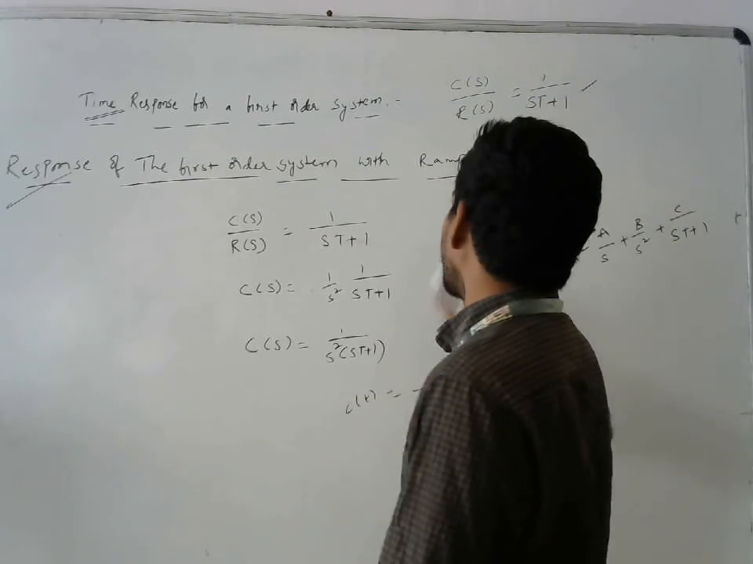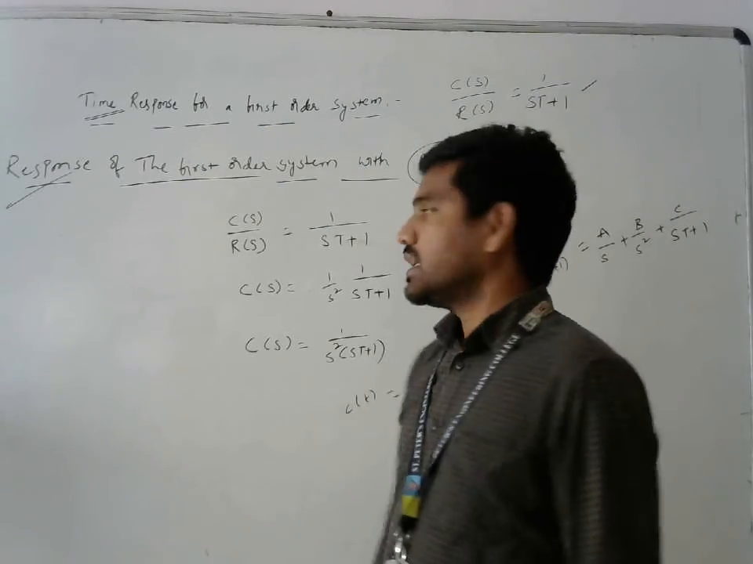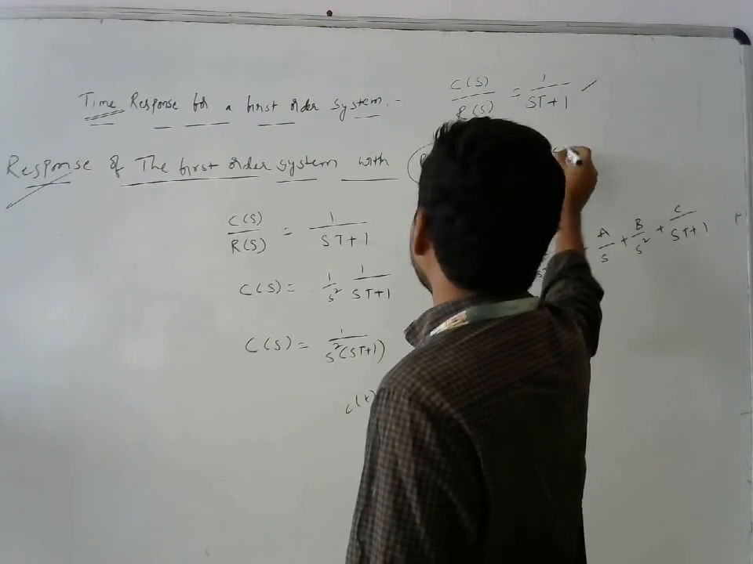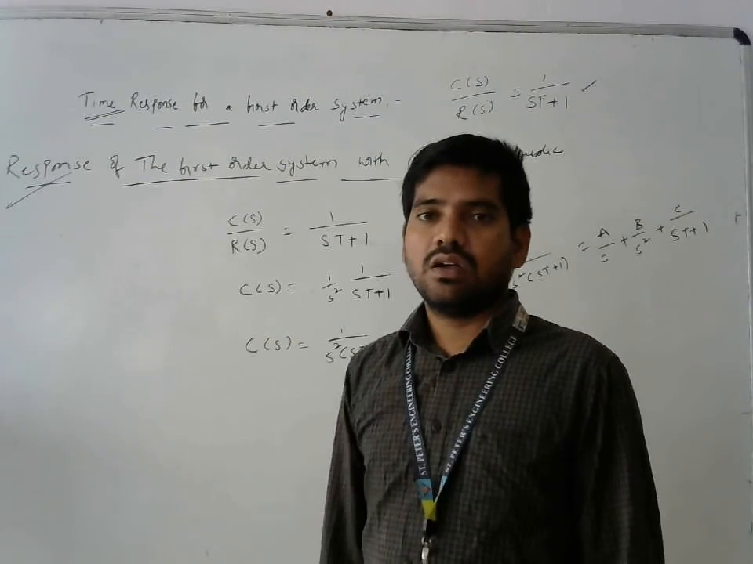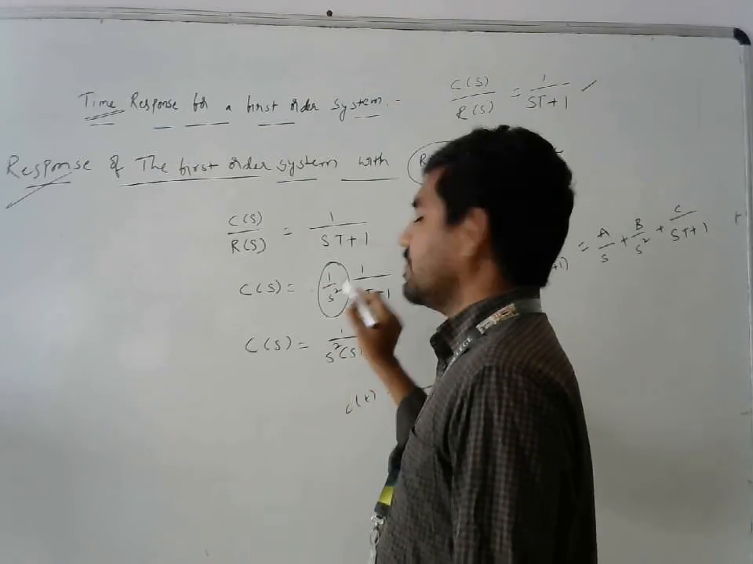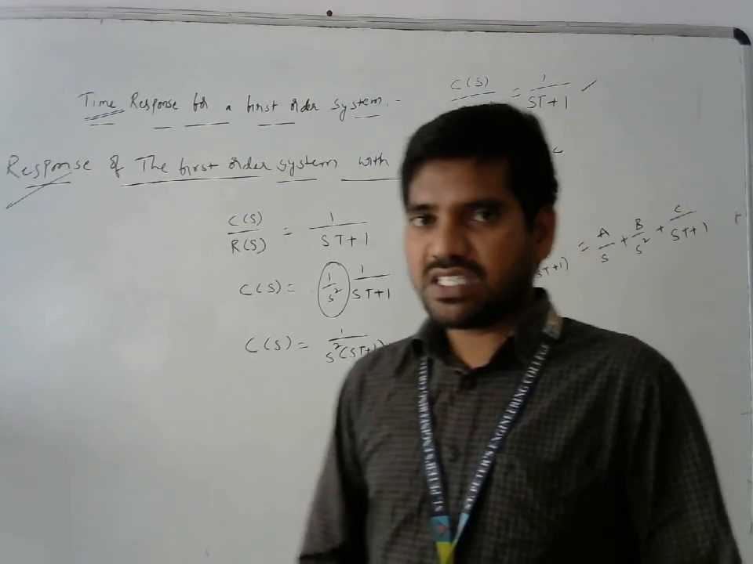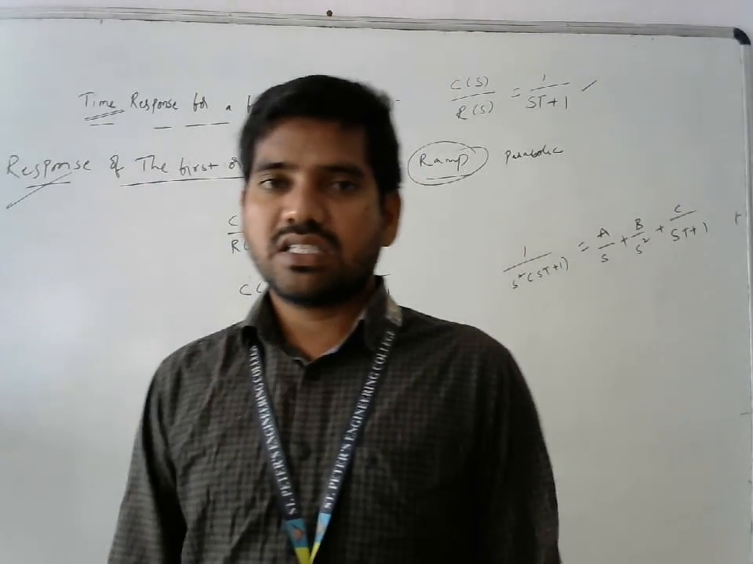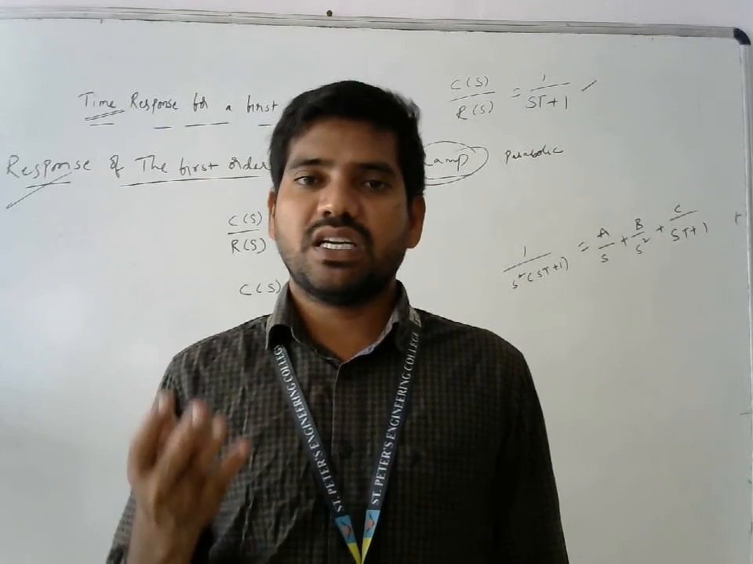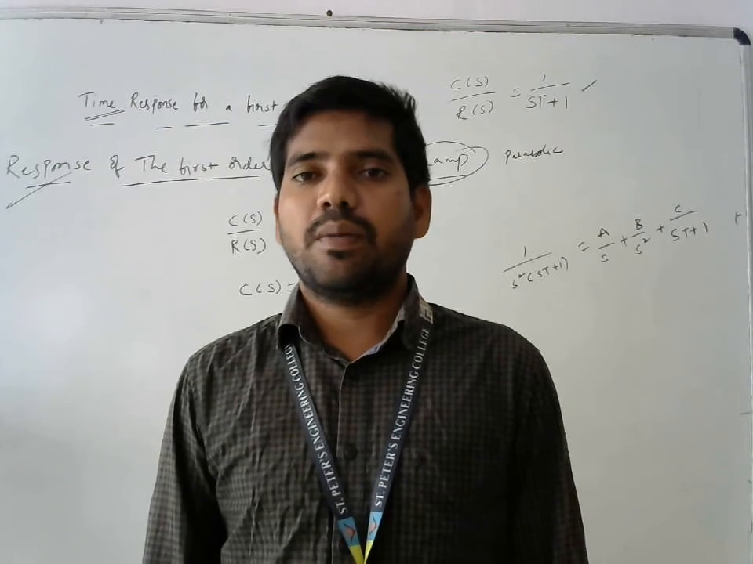Similarly, next we have a parabolic signal. What happens if I apply a parabolic signal? What is the reference input for a parabolic signal? It is 1 by s cube. In the place of 1 by s square, we are going to get 1 by s cube. This is the response of a first order system. First we applied a step signal and an impulse signal. Similarly, we can apply a ramp signal and a parabolic signal.